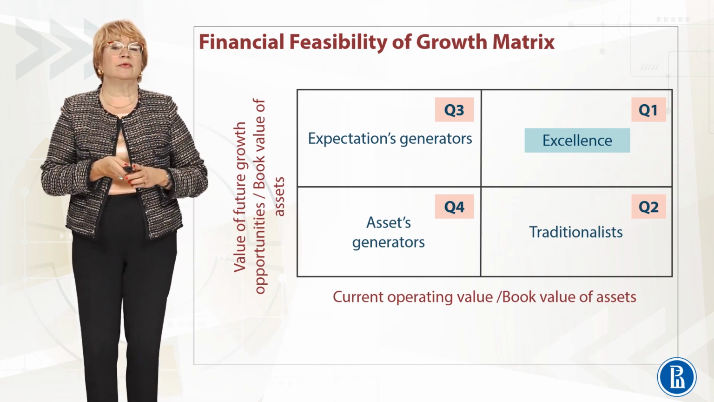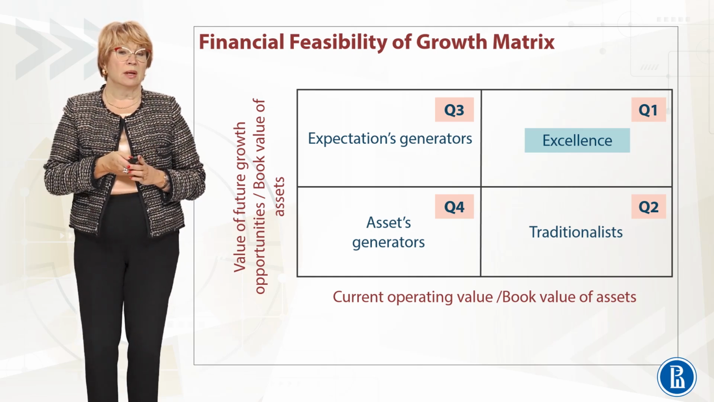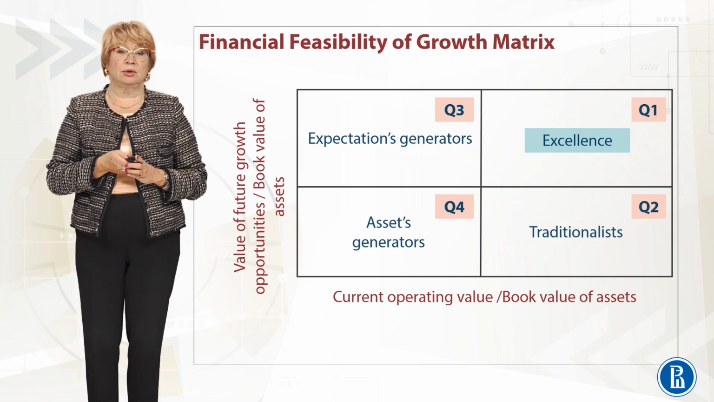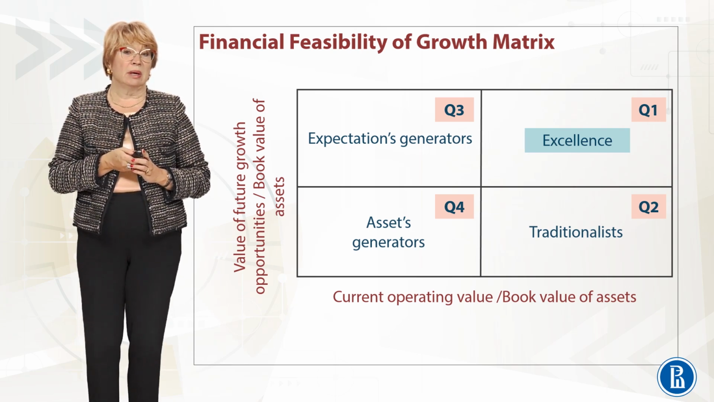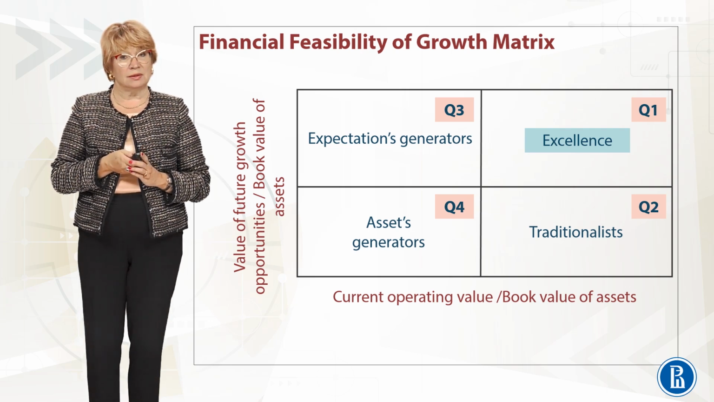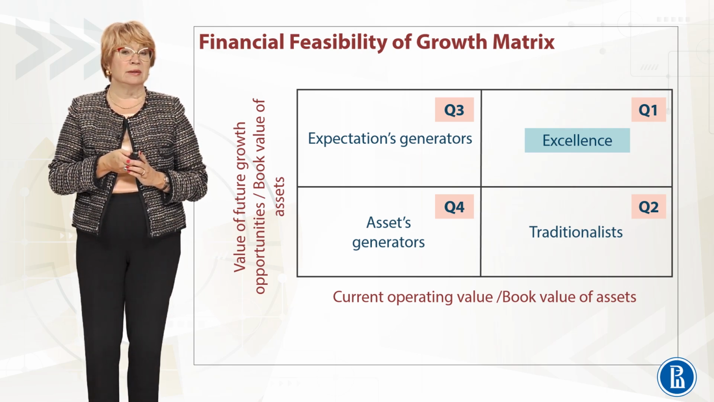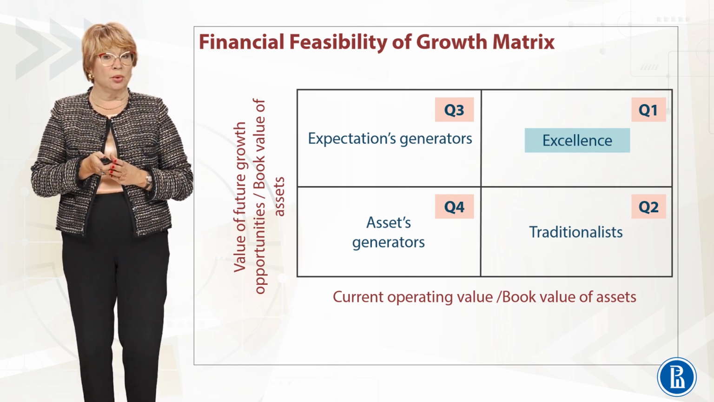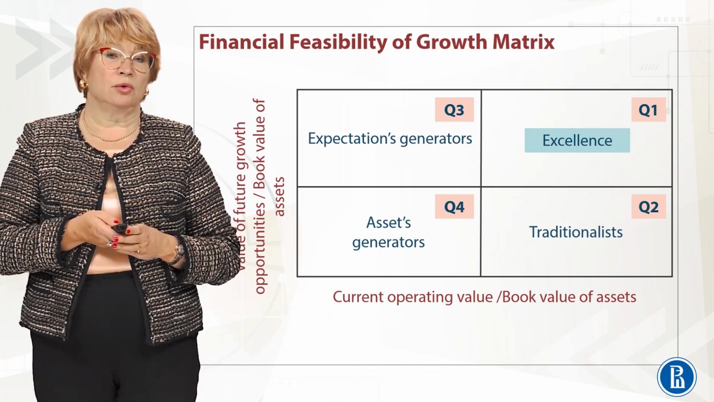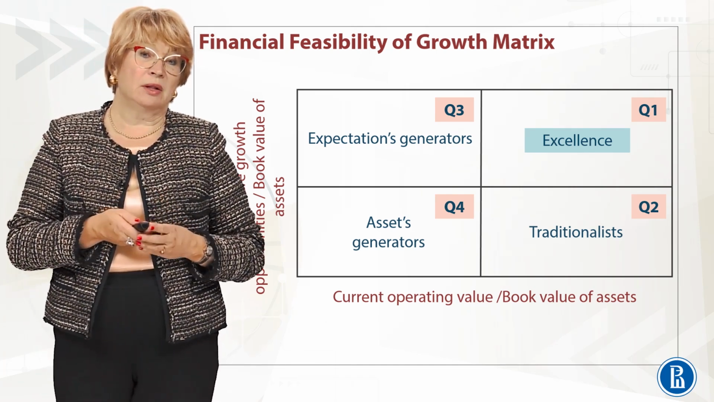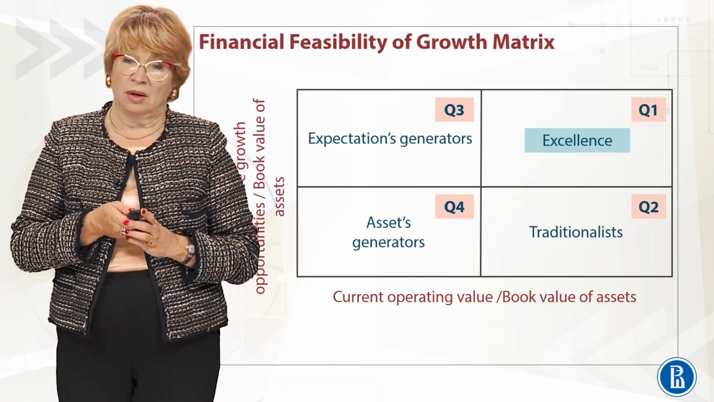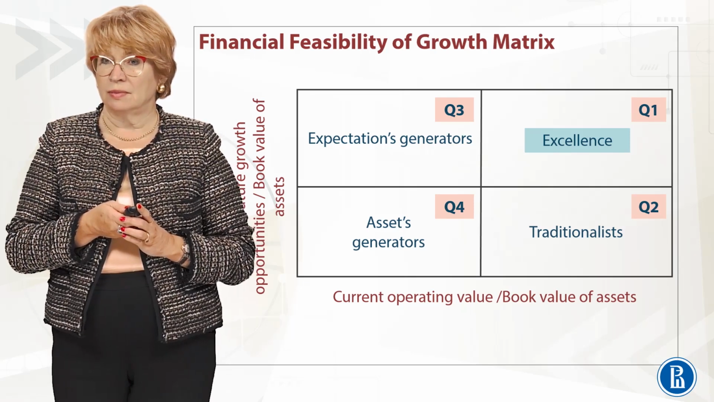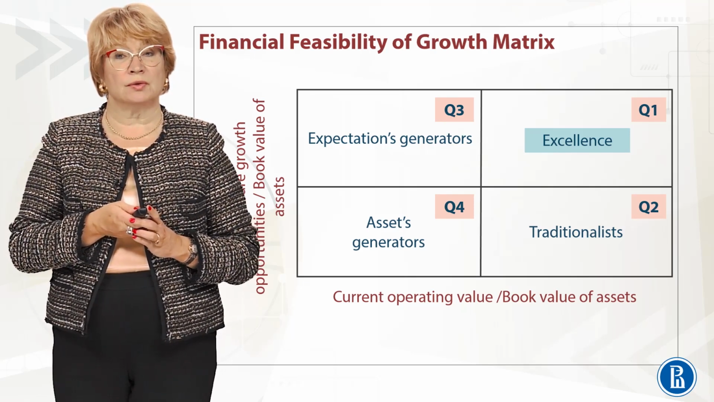But as always, we need to find the median value. So that's why first we need to normalize current operating value as well as value of future growth opportunities, dividing them both by book value of companies' assets. Doing so, then we can find the mean values for the current operating value per $1 of book value of the assets, as well as the mean value for the future growth opportunities per $1 of company book value of the assets. And still we have these four quadrants in the matrix.